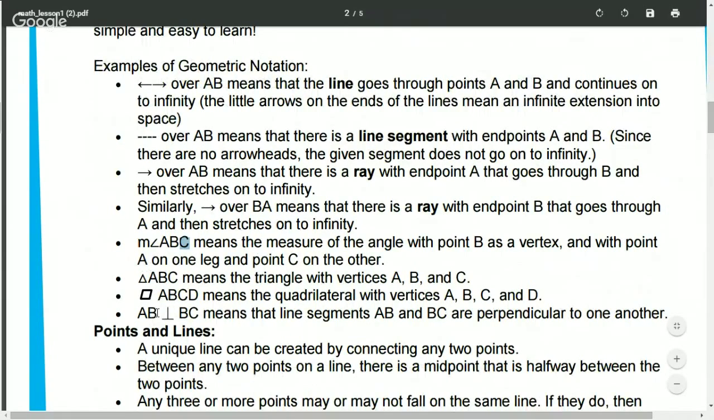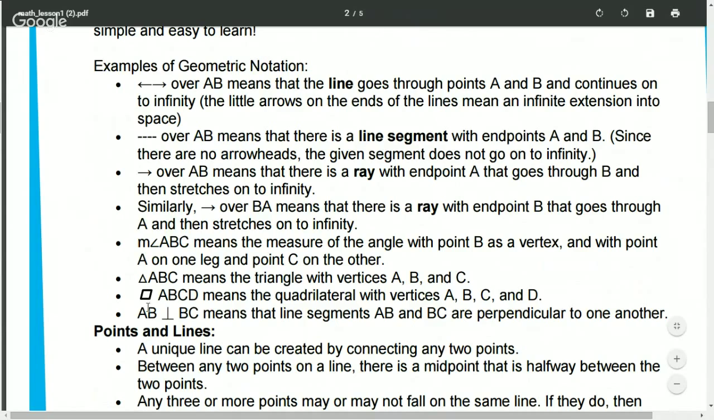Now, this one's pretty self-explanatory. In itself, we have a triangle shape followed by three letters. These three letters are the three vertices of the triangle. The middle one is always the vertex of the angle measurement, but they can go in any order.